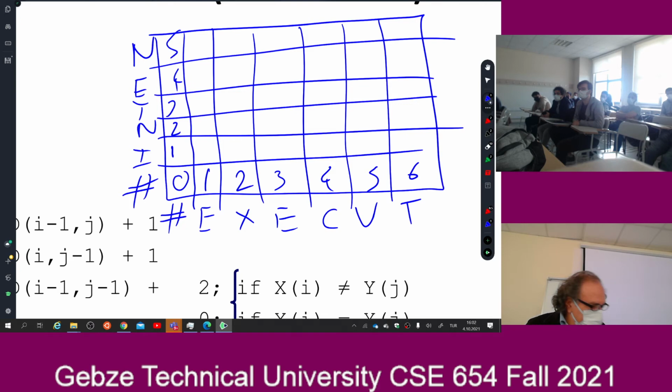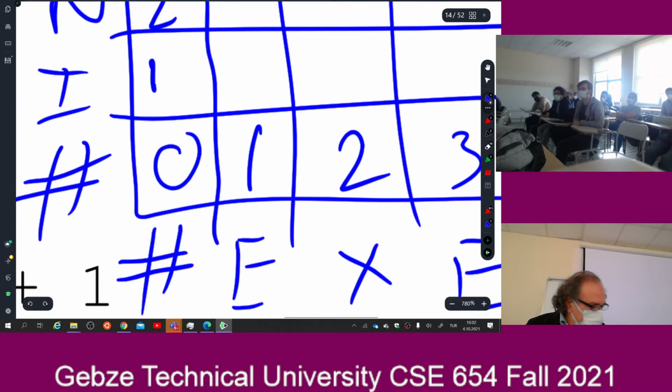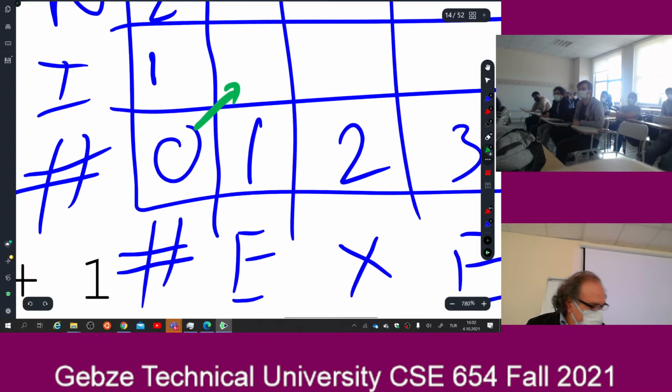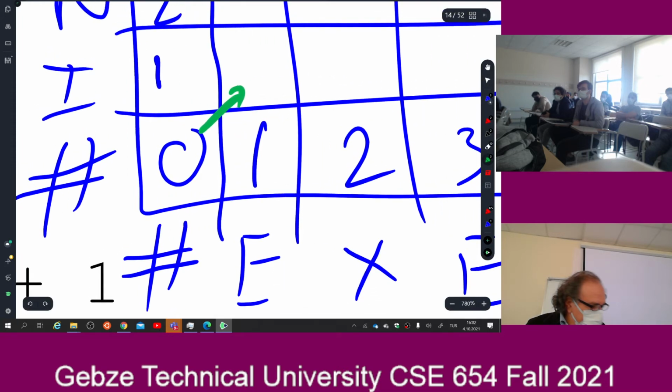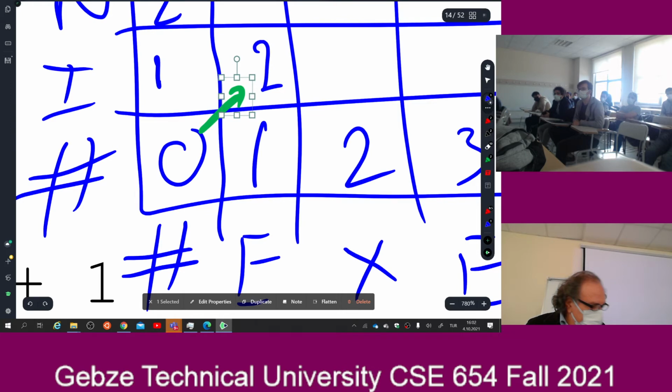So if I go right, I am inserting something. If I go up, I am deleting something. How about this? If I go this way, what am I doing? But if I go that way, I am substituting, right? I am substituting I with E. So what should I write here? Because they are different, right? So how did I come up with 2? It is one deletion and one insertion. In fact, this 2 is 1 plus 1 or 1 plus 1 or 0 plus 2.